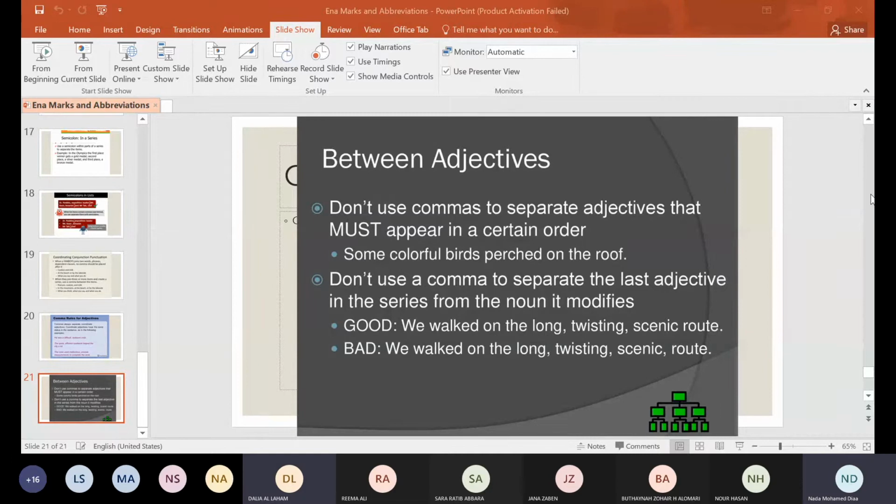Yes, miss. Dahlia, in 13 I have 3 adjectives. Or no, not 3 adjectives. Yeah, 3 adjectives to describe the archaeologists: awed, stunned, and amazed. How can I separate them?